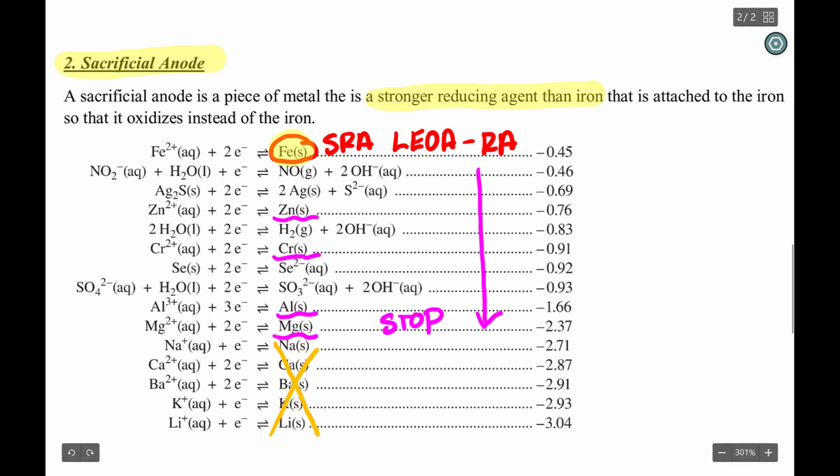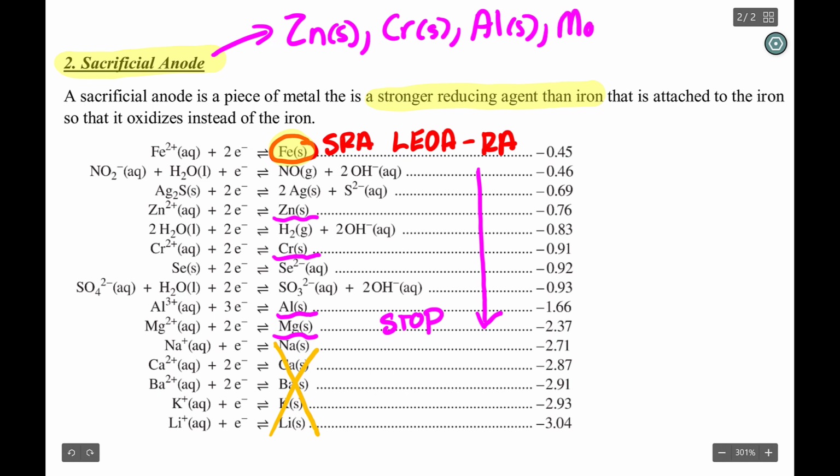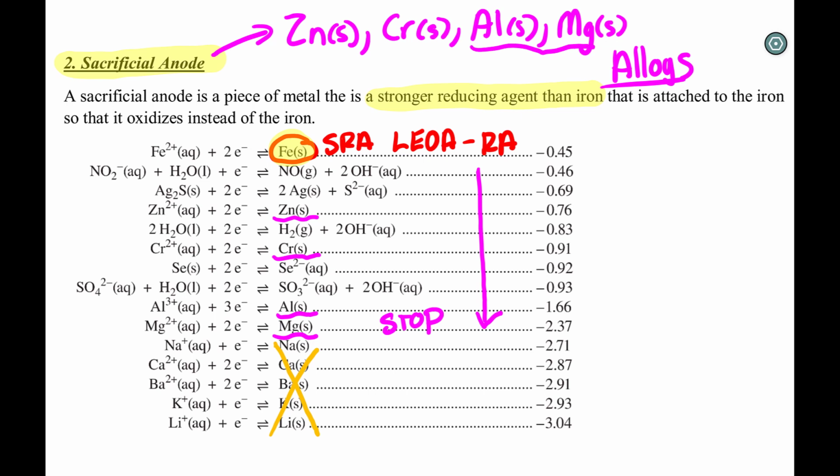So sacrificial anodes should really only include zinc, chromium, aluminum, and magnesium, or any alloys, which is simply a mixture of these metals put together. So aluminum, magnesium alloys are used very commonly in boating to protect different parts of the boats using sacrificial anodes. Essentially, you would just melt down aluminum and magnesium, you'd put them together, you allow it to cool, and then you would have your electrode.